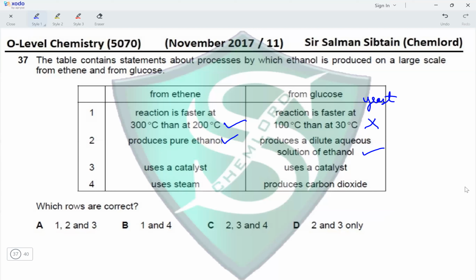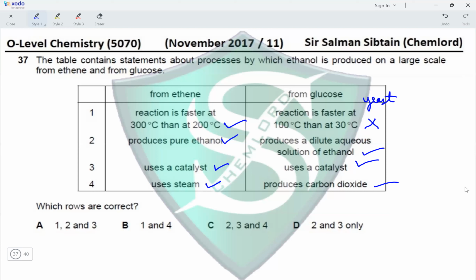Reaction of ethene, we are producing ethanol. So this is with steam, so it will use a catalyst. Yes, H3PO4 catalyst. And from glucose, the catalyst is yeast. And uses steam as the reactant, yes. Produces carbon dioxide as a product, yes. So only one has an incorrect statement for glucose. All the other statements are correct.